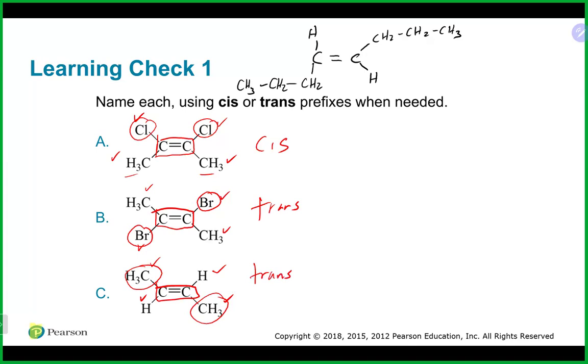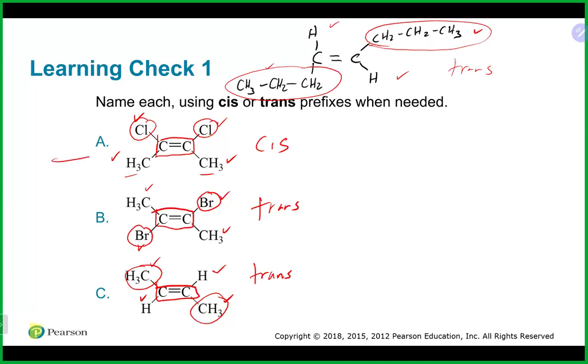How about the one thing I drew up there? What is that? Cis or trans? It is, again, different and different, different and different. Same here, right? Same here. And they're on opposite sides. This would be trans. First off, any questions on that there?